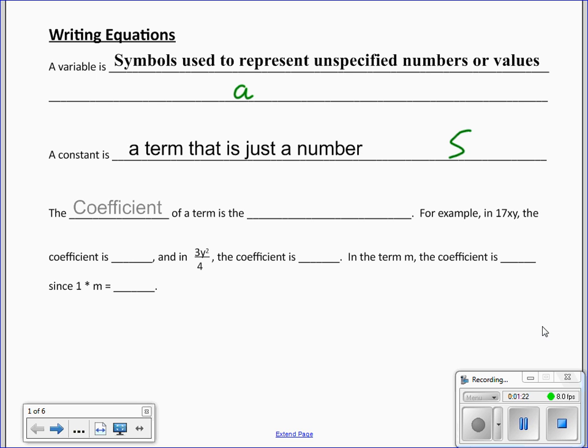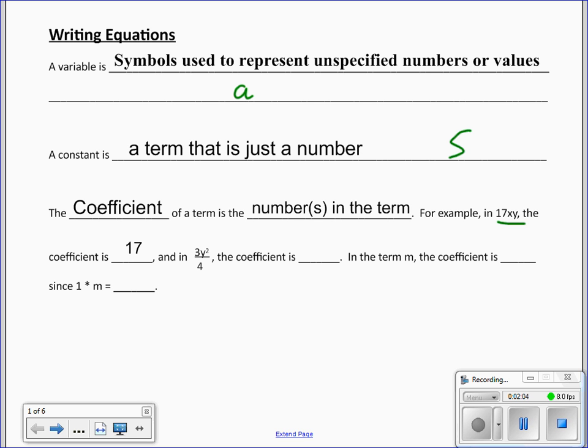Next, we're going to have the coefficient of a term. The coefficient of a term is the numbers in the term. Put that S because there could be more than one there. We'll look at an example here that does have more than one. So it's the number or numbers in the term. For example here, we have the term 17xy. In this problem, the coefficient of this term is the numbers. So it'd be 17, right? So the coefficient is 17.